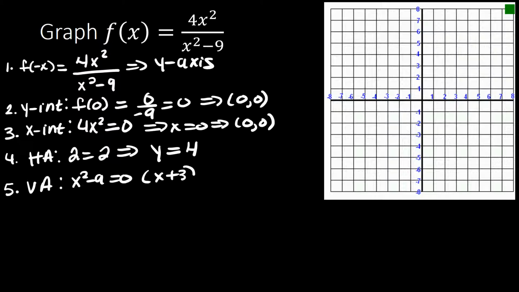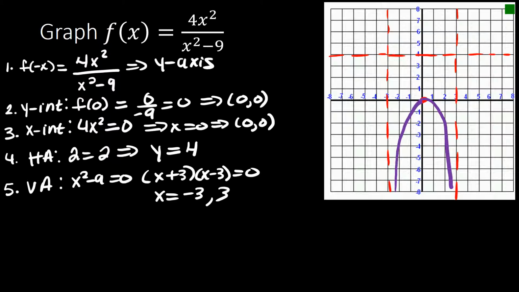My vertical asymptote, I set my denominator equals 0. So that's x plus 3 times x minus 3 equals 0. So x is negative 3 and x equals 3. It's my vertical asymptote. Let's put this on a graph. So I have x equals negative 3, x equals positive 3, y equals 4, and 0, 0 is my x and y intercept. So this middle portion of the graph will look something like this.